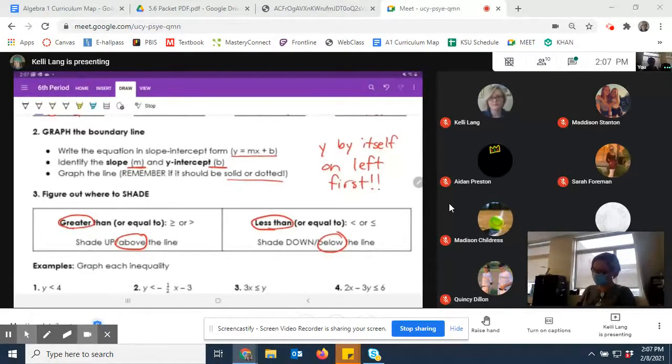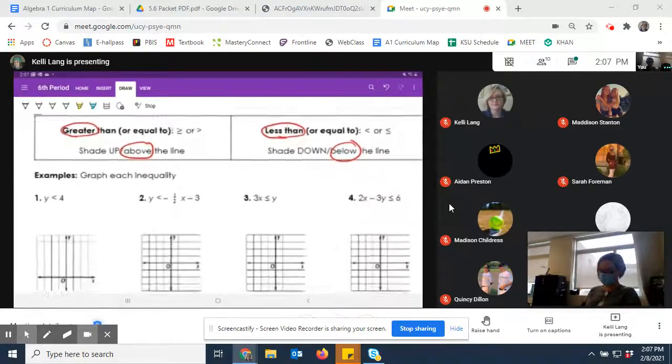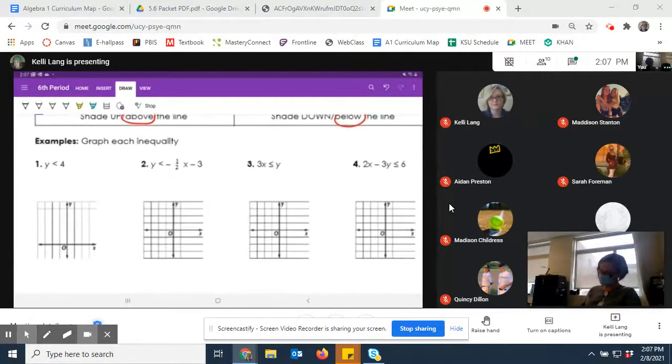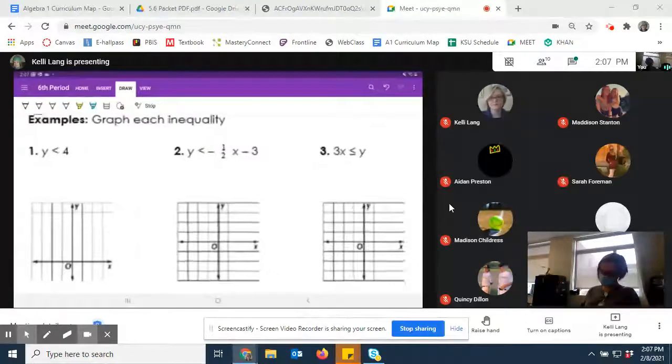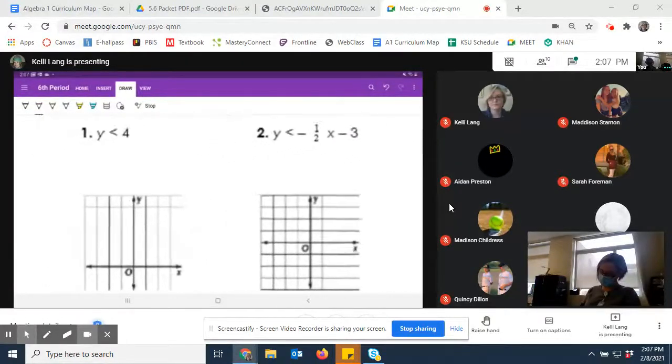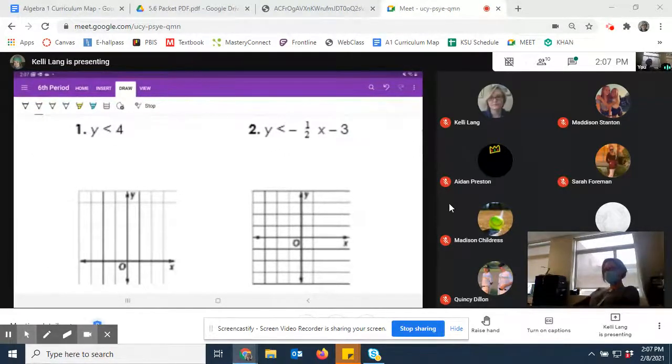That's really important. You have to get it in this form first before any of this other stuff applies. So let's jump into a quick example. If you look down just a little bit, we've got 4 examples here. We're going to start with example 1. Y is less than 4.